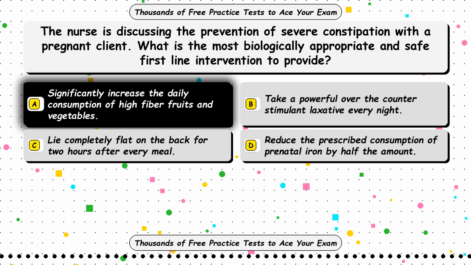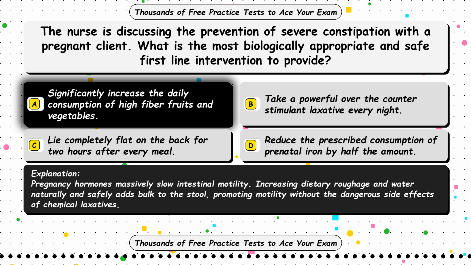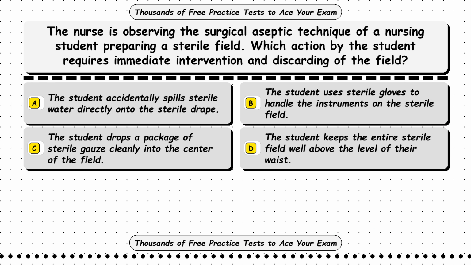The correct answer is option A, significantly increase the daily consumption of high-fiber fruits and vegetables. Pregnancy hormones massively slow intestinal motility. Increasing dietary roughage and water naturally and safely adds bulk to the stool, promoting motility without the dangerous side effects of chemical laxatives.